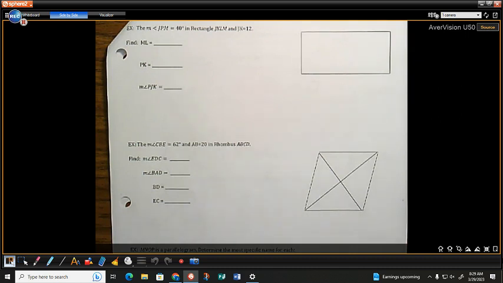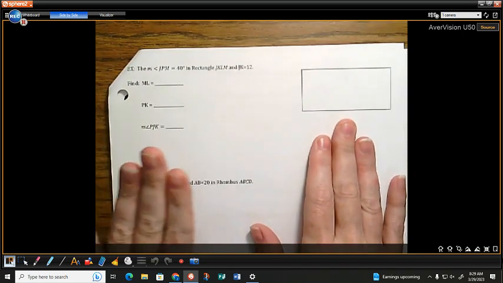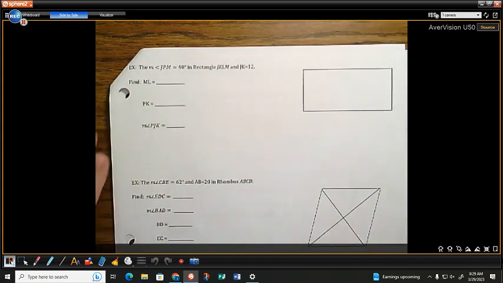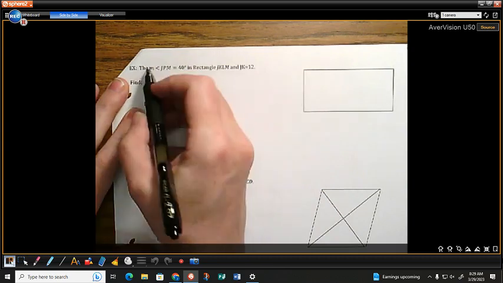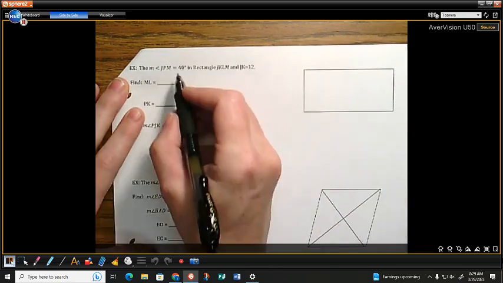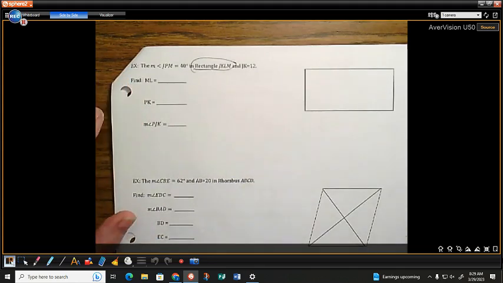And you're going to want some time to possibly look at your homework. So I'm going to do one example that gives you the basic idea of the stuff you're going to do. Okay? That's this first one. This is actually a really good one. So it says the measure of angle JPM is 40 degrees in rectangle JKLM. What's the first thing you should do?